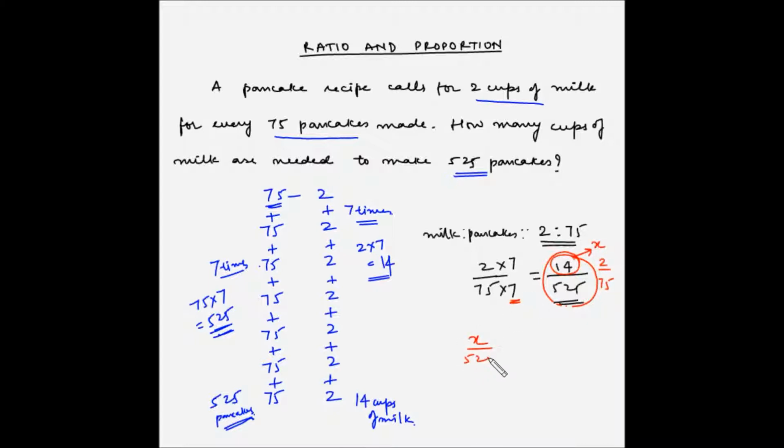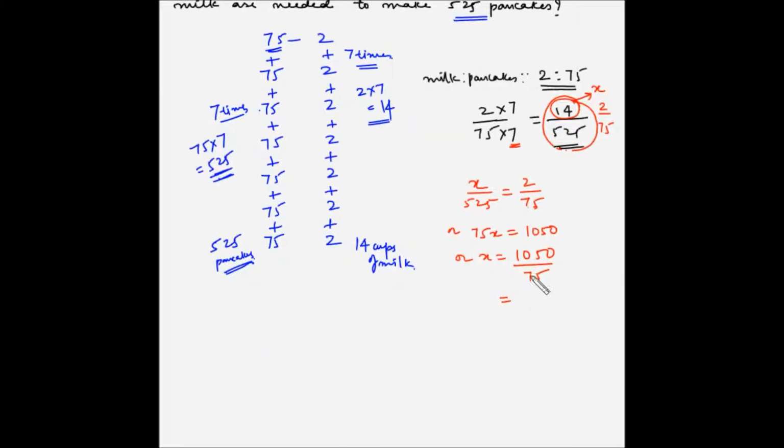x divided by 525 is equal to 2 divided by 75. Now in this case we can cross multiply. So 75 multiplied by x is equal to 2 multiplied by 525, which is 1050, or x is equal to 1050 divided by 75. 75 ones are 75, so 105 minus 75 is 30, so 30 gets carried over, and 300 divided by 75 is 4. So x is 14 cups of milk.